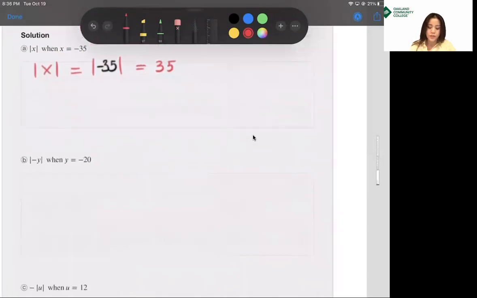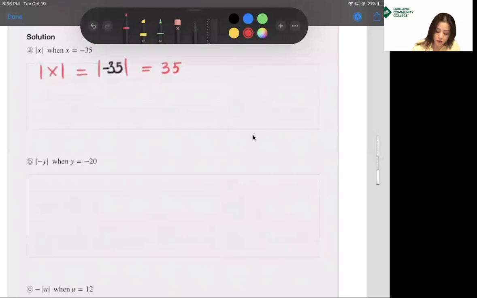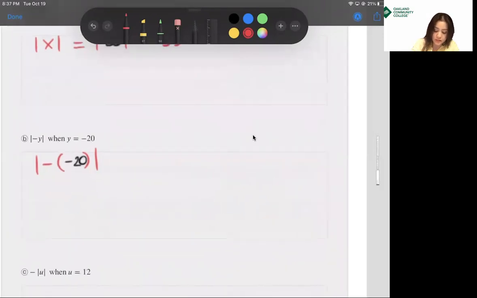Same thing here. I want to evaluate the absolute value of negative y when y equals negative 20. So let's rewrite this, except for the y. So absolute value of negative, and instead of y, I'm going to put parentheses there. Well, what is the parentheses for? That's the y value, and y here they give us is negative 20. So substitute negative 20 for y. Working from inside out, I have minus negative 20, which is the opposite of negative 20. The opposite of negative 20 is positive 20. And the absolute value of 20 is 20.